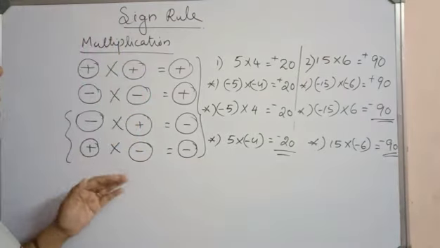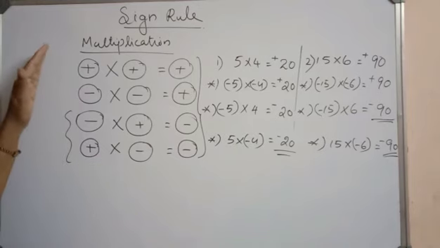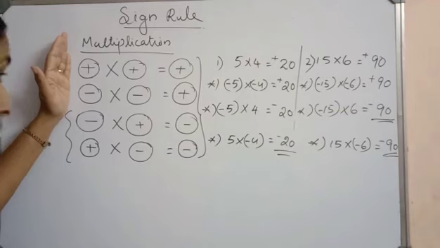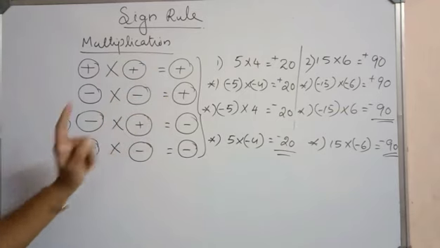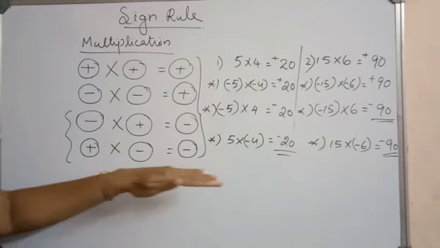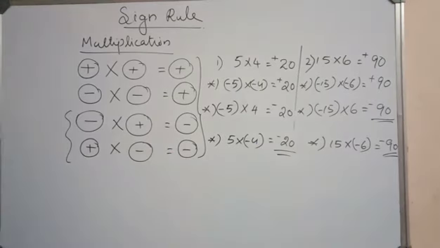So these are the rules you have to follow when you are multiplying two numbers with different signs. When both the numbers are of the same sign, your answer will be positive. When both the numbers are of opposite sign, your answer is negative. This is the sign rule of multiplication.